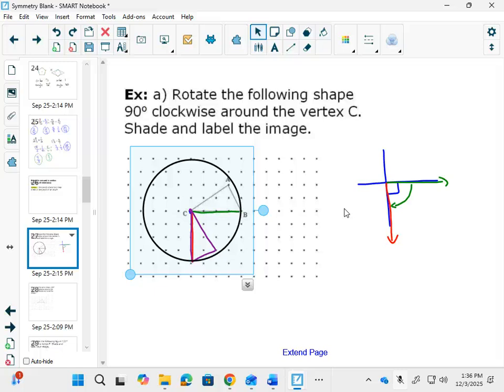Do we all know our clockwise and counterclockwise? Did I go the right way? Oh, I didn't even pay attention, but I went the right way. Yeah, you did.